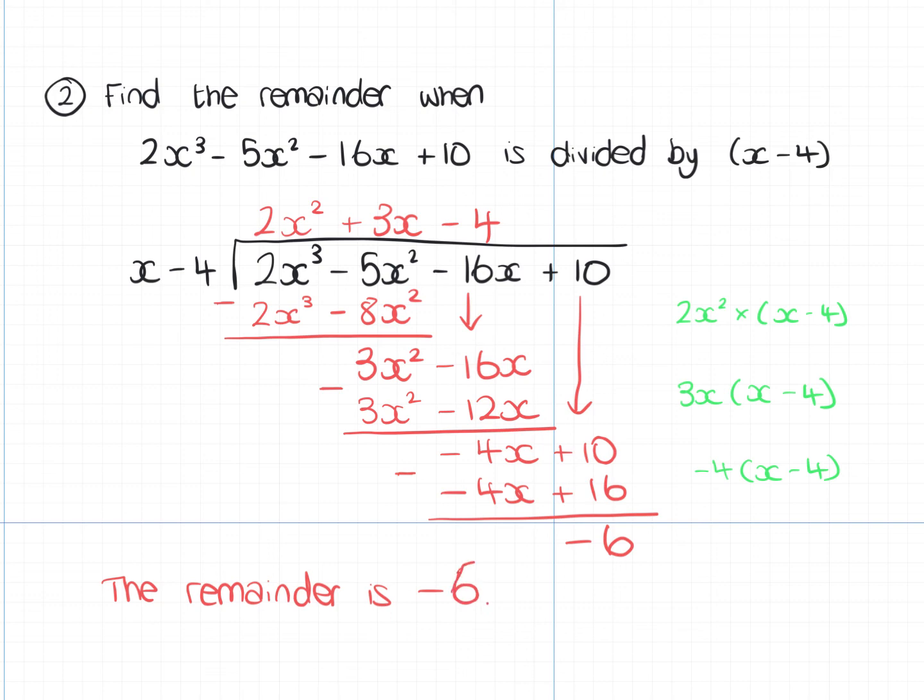Once you're happy with that, I am going to put up a sheet of questions for you to have a go at, and some answers. I'm pretty sure that for all of the questions there is no remainder, so you shouldn't get any remainder. This bottom bit should be 0. If it's not, you've probably gone wrong somewhere.